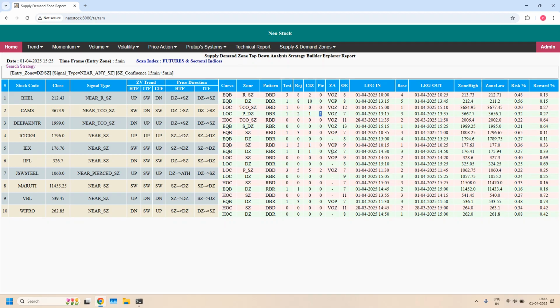Out of these 10, third one is pierced. Sorry, second one. Not third, second one is pierced. So we can ignore it. Okay. Sorry, mistake. We have to look into supply zones, right? Okay. Seventh one is a pierced supply zone. We have to ignore that. Or you can look for any traps available at lower time frame, like 1 minute time frame.